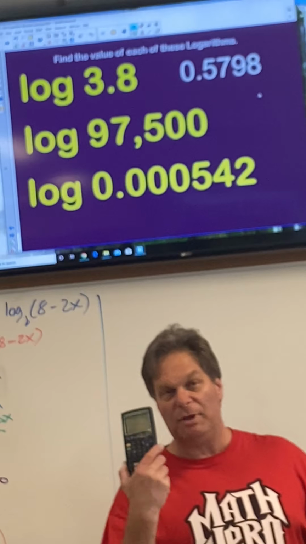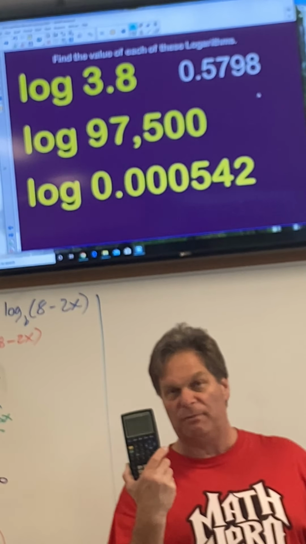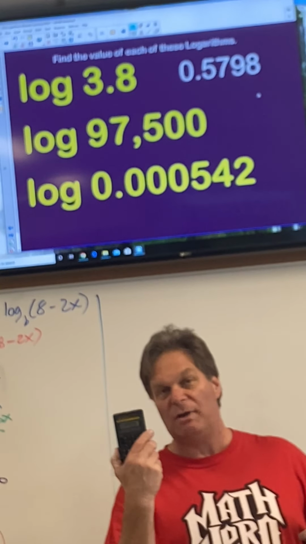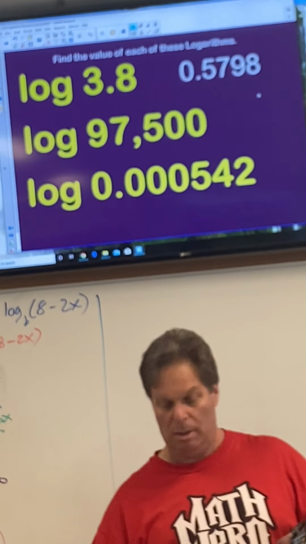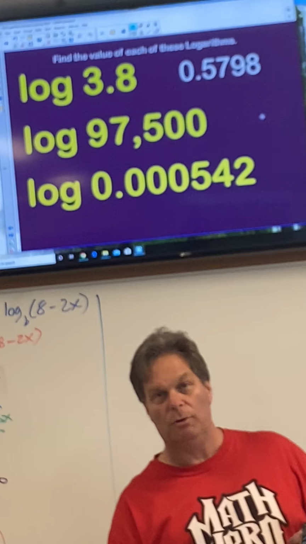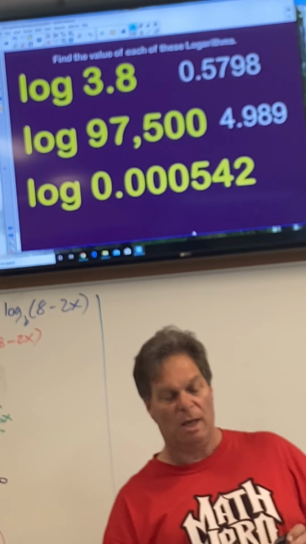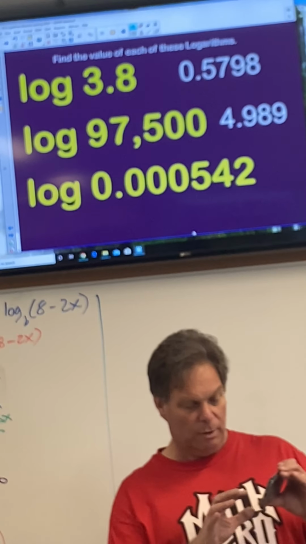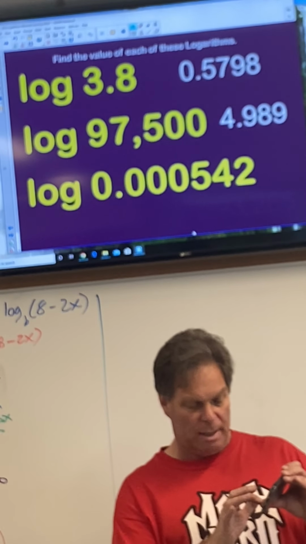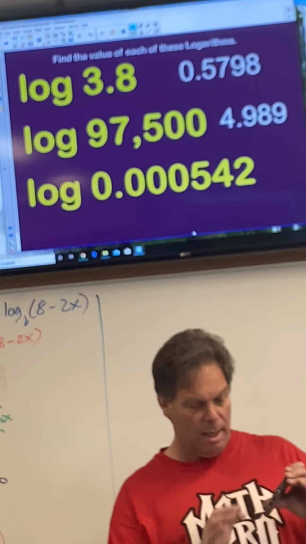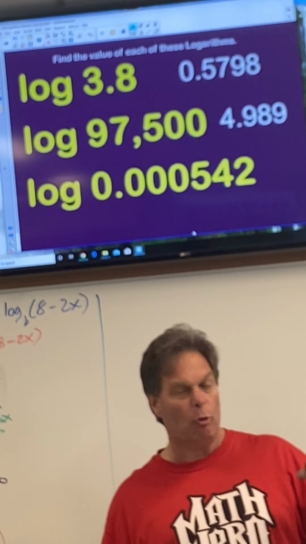This one, I would have to hit log and then 97,500. It would still give me the same answer. And this one, I would have to hit 97,500 and hit the log button. Either way, it should give you that number, 4.989, if you round it off. Then finally, 0.000542, I would put that in, hit the log button, and it gives me negative 3.266.